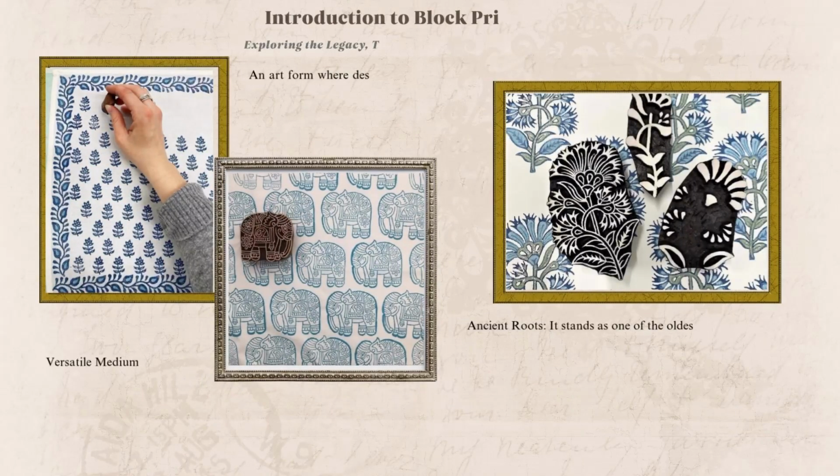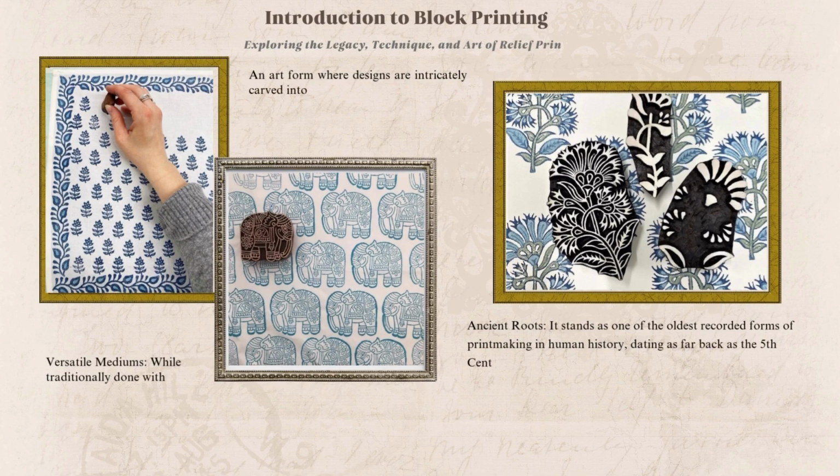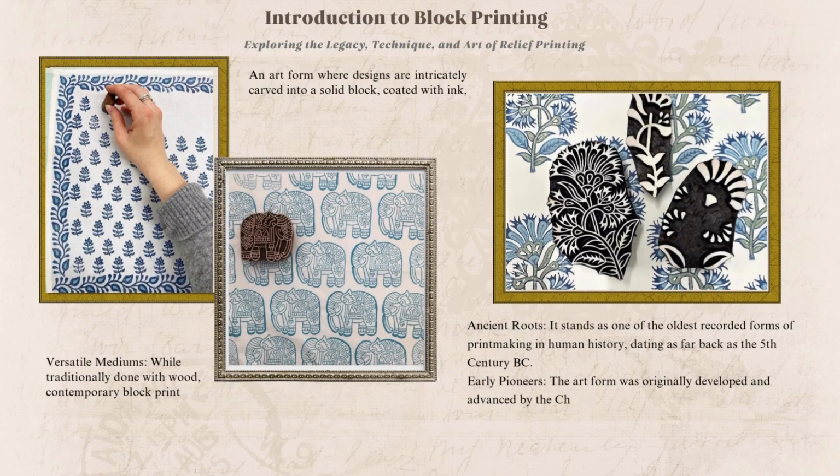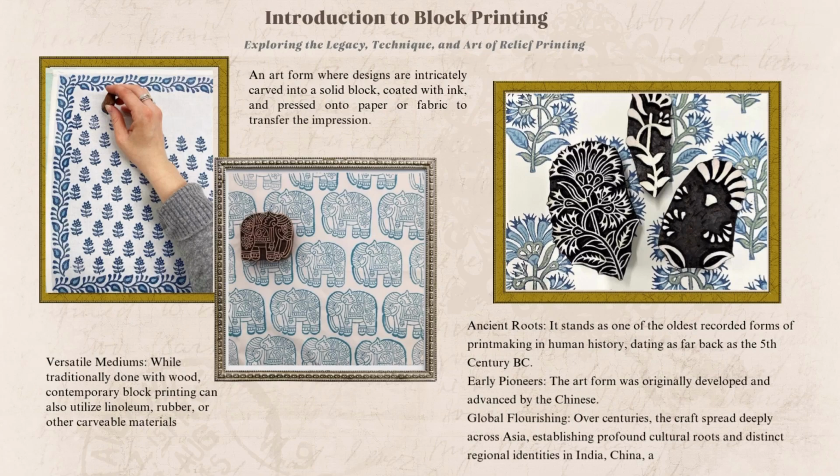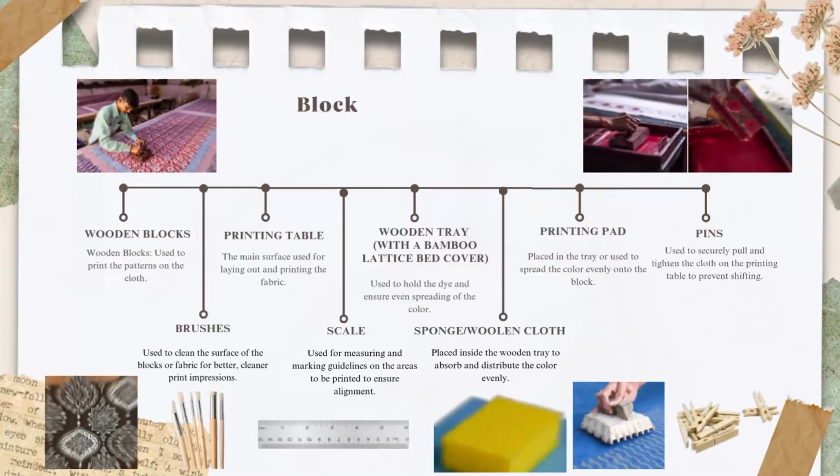Now, let's print. Block printing is an art form where designs are carved into a solid block, dipped in ink, and pressed onto fabric. It's one of the oldest printing methods in history, starting in China before flourishing globally, especially right here in India.